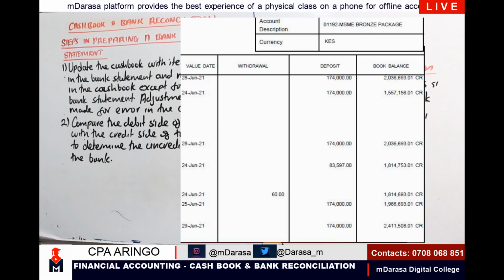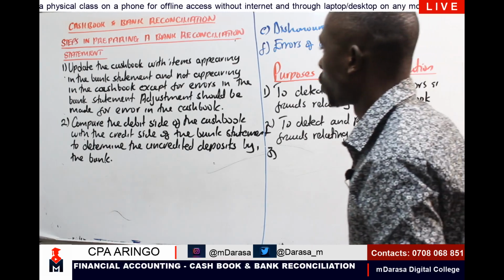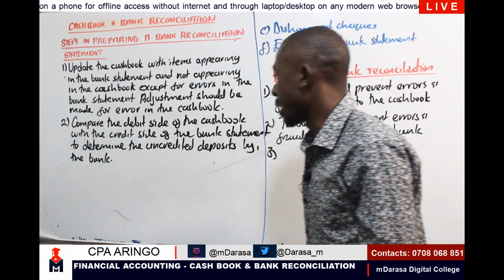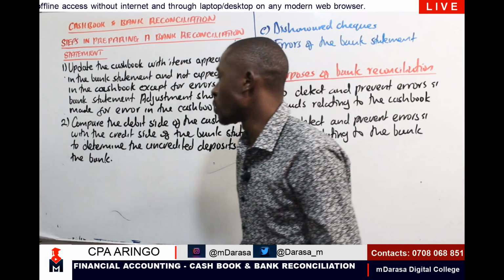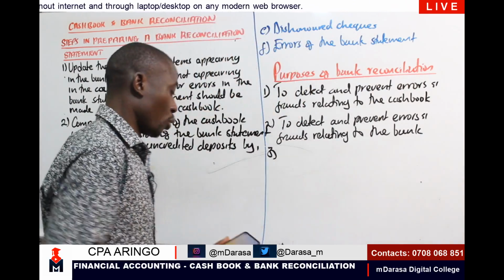In your cash book, receipts are recorded on the debit side. In your bank account, receipts are recorded on the credit side. And that's why, at this point, it will be very important for us to compare the debit side of the cash book with the credit side of the bank statement to determine the uncredited deposits by the bank. Step number 3, which is also very important.